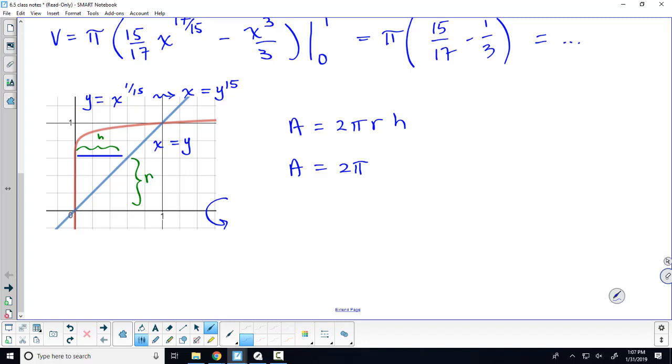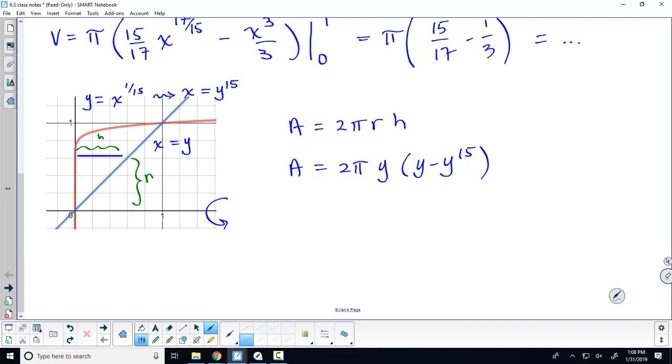Is that good for everybody? And then we can do what we're asked to do. So the radius is right here. The radius is y. And then the height is there. The right curve minus the left curve, so it's y minus y to the 15th. With that? So horizontal distance, we subtract x values.